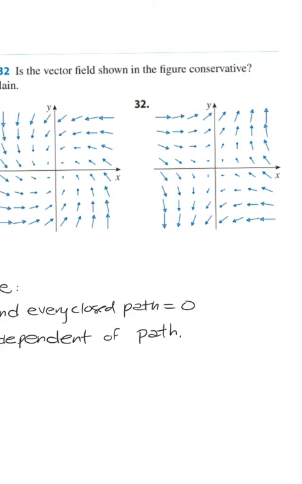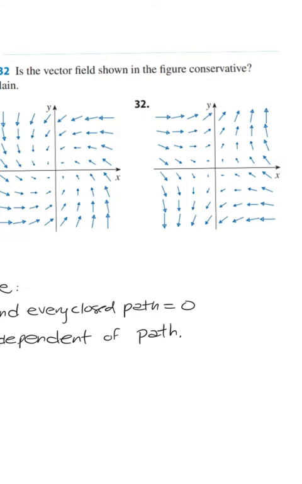On this problem, they're asking us whether or not the vector field is conservative, but they don't give us the vector field formula. They give us a picture of the vector field. So we can't just use our conservative field test. But what we're going to do is use these facts that we know about a conservative vector field. You can use either one.